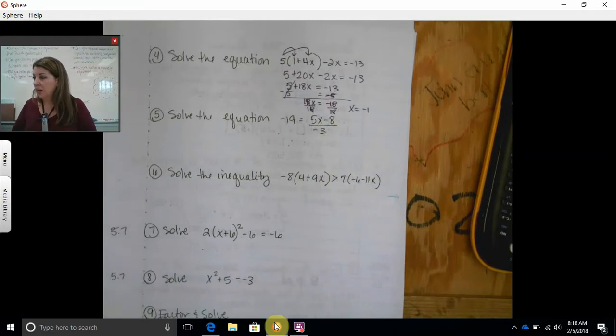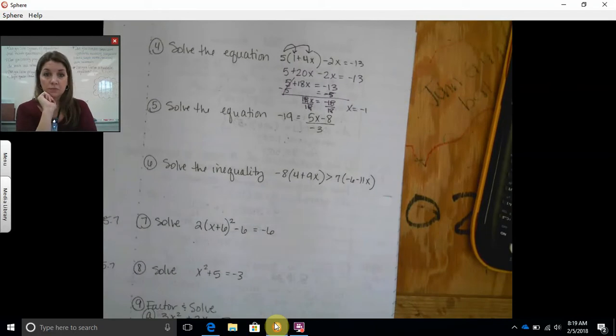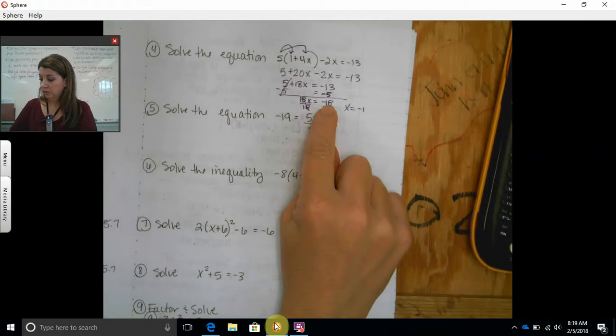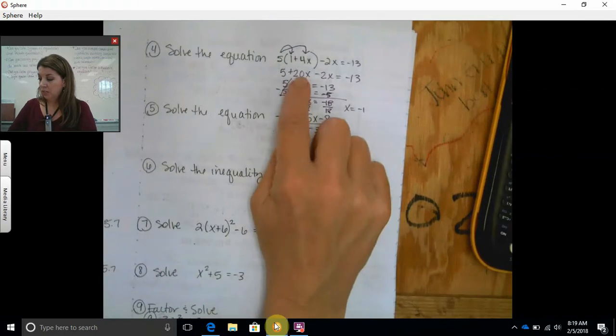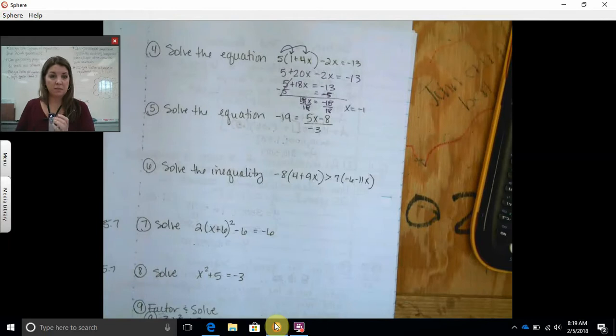The next one a lot of people struggled with. Sorry, I kind of missed the part when you got the 18. How did you get that? Here? 18x. Up there. Minus 2x. I just combine like terms. They're on the same side. So you just did an arrow.